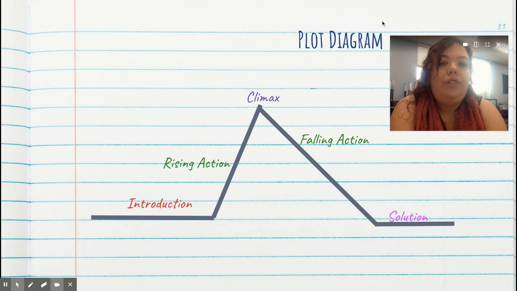So the solution is what it sounds like. It's how did the character solve the problem? And a lot of times that's also where we put, like, what lesson did the author want us to learn from this story?